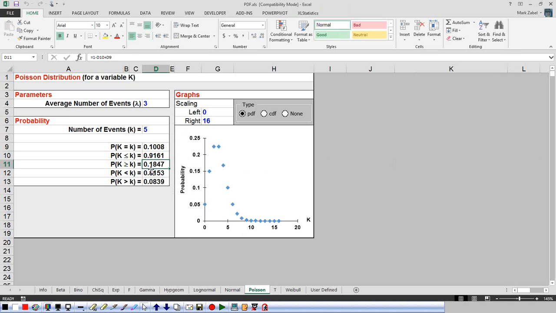If we said 5 or more, it would be this one right here, 18%. If we said more than 5, it would be this one right here, 8%. Okay? So this is used for those types of calculations. And like I say, the video goes over that pretty thoroughly. So if you want to know more, it's not required, but if you want to, you can.